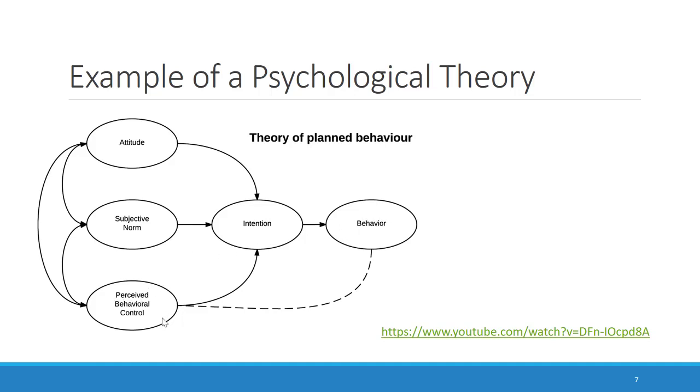The third piece is perceived behavioral control. What this is referring to is the amount of control that I think I have over my behavior. Let's use the example of the pandemic and coronavirus. Perhaps before the coronavirus existed, I perceived that I had a lot of behavioral control, that I could exercise anytime I wanted to because I could go to the campus gym.